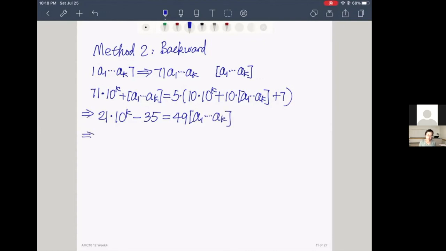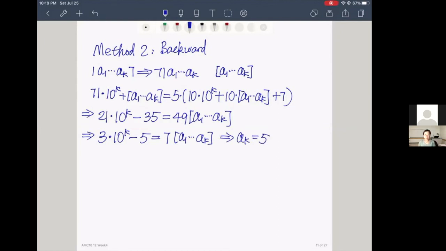And we see that there is a common factor 7. So let's get rid of 7. 3 times 10 to k minus 5 equals 7 times A1 dot dot AK. Note that the number on the left-hand side ends at 5, which means that AK must be 5. Else, if you multiply 7, you cannot get a number that ends with 5. So this implies that AK is 5. The last digit must be 5.